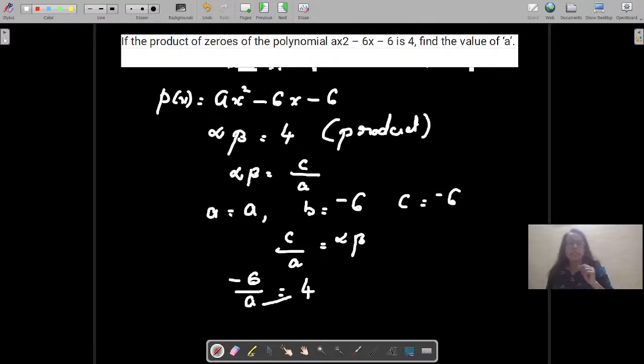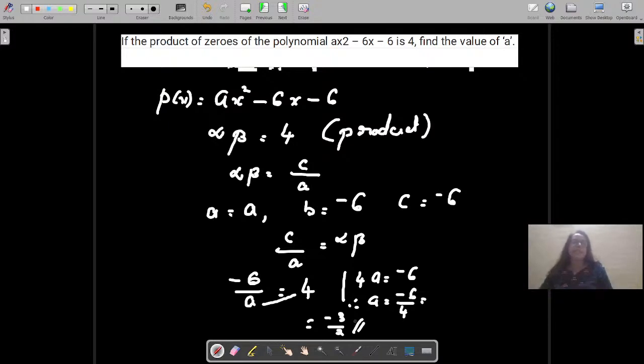Right? Now cross multiplication. How can we do this cross multiplication? 4a is equal to minus 6. Am I right? Minus 6 is equal to 4a. Therefore, a is equal to minus 6 by 4. What is minus 6 by 4? Minus 6 by 4 is equal to minus 3 by 2. 3 twos are 6, 2 twos are 4. We have to divide. The common factor is 2, so cancel, simplify and write. That is minus 3 by 2. So the value of a is minus 3 by 2.